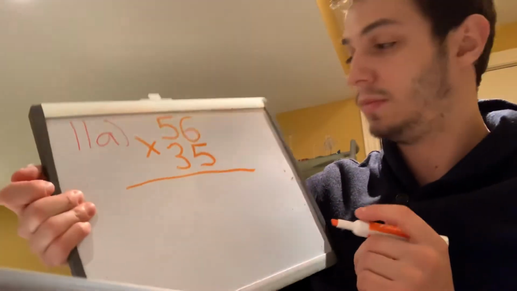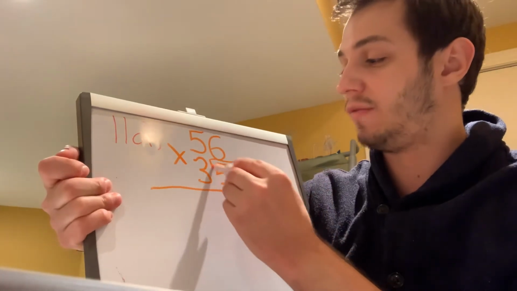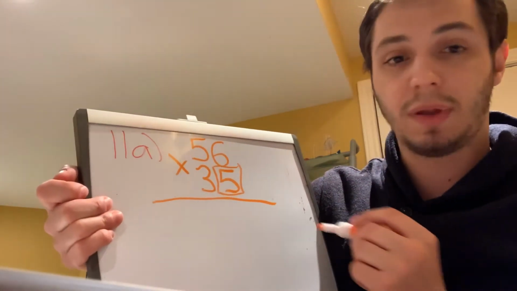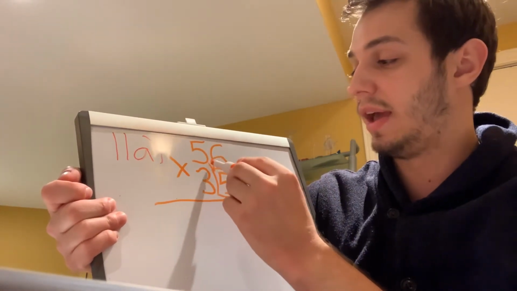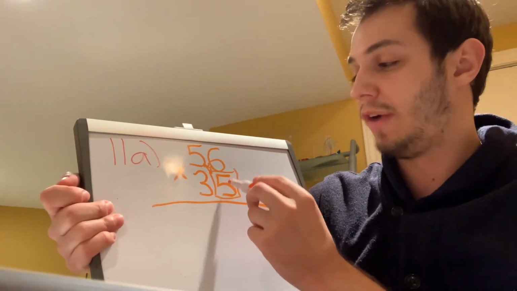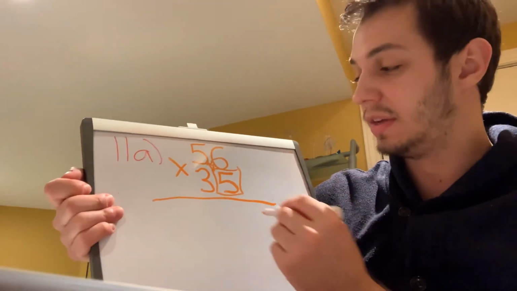I will do part B with you as well, and then try to do part C on your own. We're looking at part B, we're multiplying 56 and 35. So we're going to use the exact same steps. We're going to first look at the 5, which is in the ones, and multiply it with the 6 and the 5. So 5 multiplied by 6 is 30.